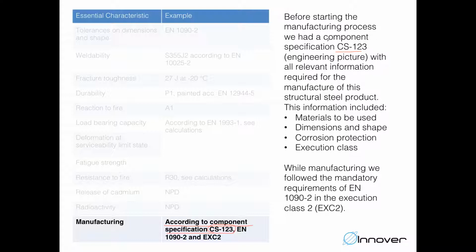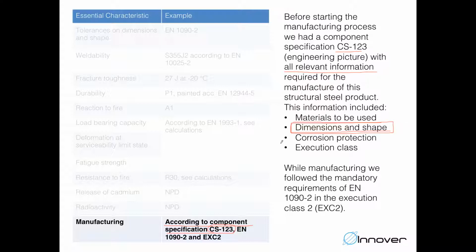So before we started to manufacture this product, we had a component specification that had all relevant information that was required for the manufacture of this structural steel product. And this information included at least materials to be used, so what kind of mechanical fastenings we must use and what kind of structural steel we must use and so on. It also included dimensions and shape, so it had like this side must be 1 meter, height must be 5 meters and so on. And usually we also recommend that the tolerances are defined here. So the height must be 5 meters plus minus 2 millimeters or whatever. But the component specification had the dimensions and shape defined.